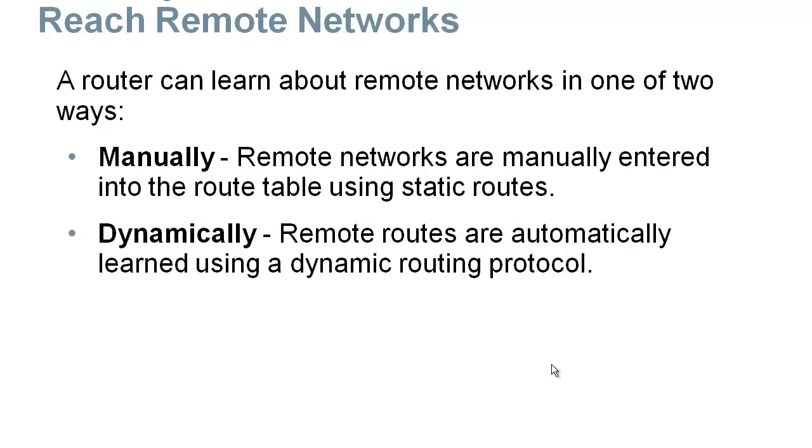Alright, so the first thing is, a router can learn about remote networks in two ways. Either you manually put them in, or you configure a dynamic routing protocol so that it can learn those automatically. So that's the only two ways. Remember, a router only learns routes three ways. Either it's directly connected, so when the router first boots up, it knows only what's directly connected. Then you can put routes in manually, or you can put a dynamic routing protocol on and have all the routers talk to each other dynamically.